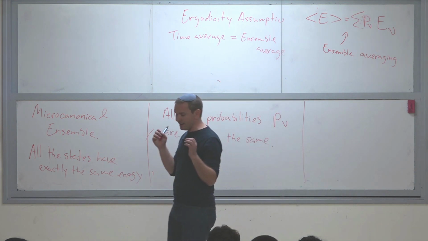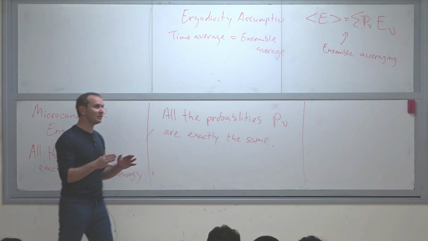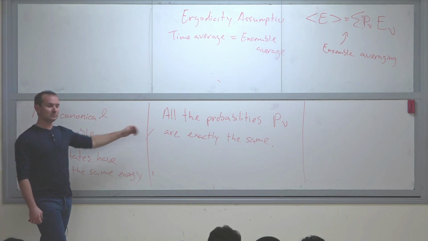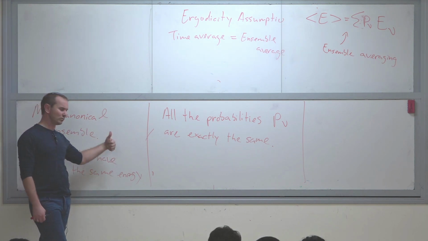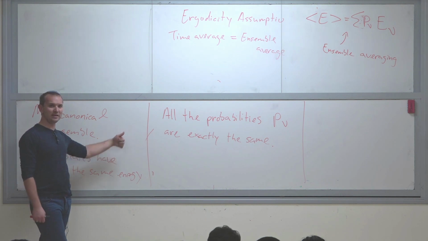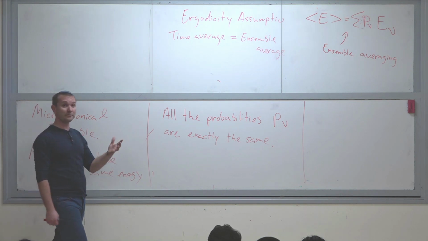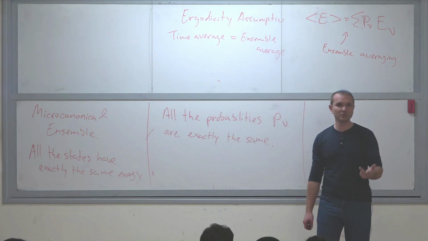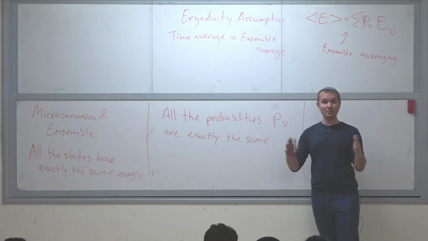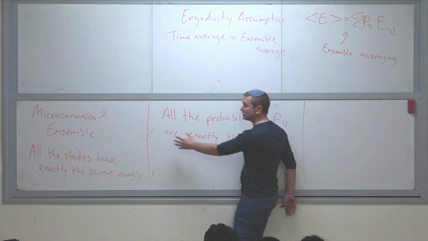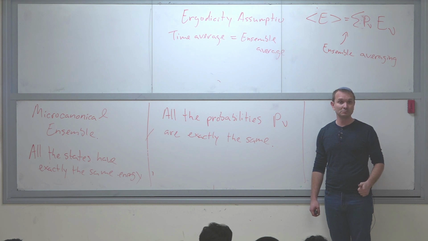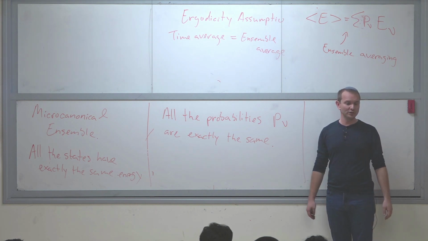So I need a procedure that will connect those statements of the microcanonical ensemble, the equivalence of energy and the same probabilities, to some physical quantities. What are physical quantities? Pressure, volume, temperature. Forget about pressure and volume. Temperature. I want to connect those statistical statements to temperature, which I can go and measure, or at least understand a little bit what's going on.